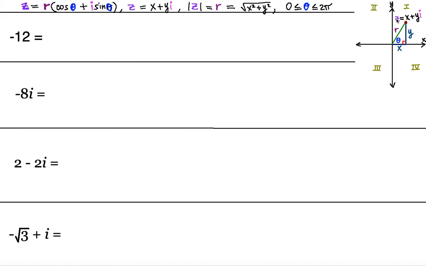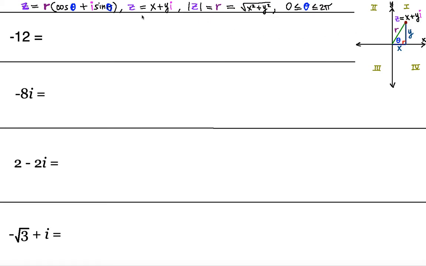So the z represents the coordinates for any points plotted on the complex plane here. z is the complex number, which is equal to x plus y times the i. So the coordinate y will always be multiplied by the i, the imaginary number i.